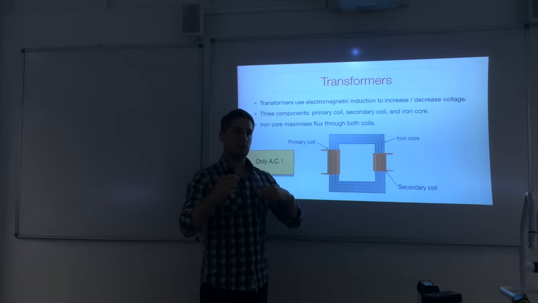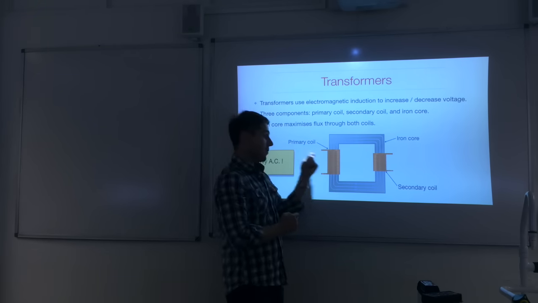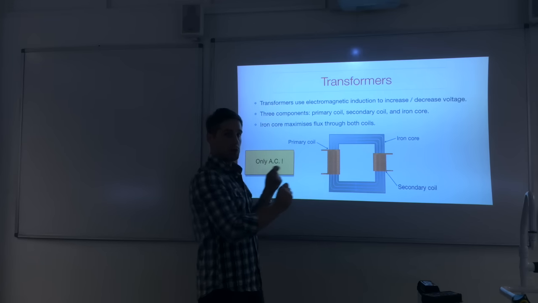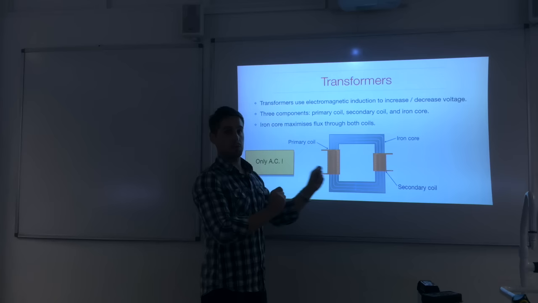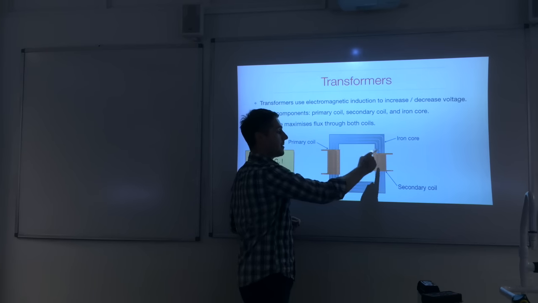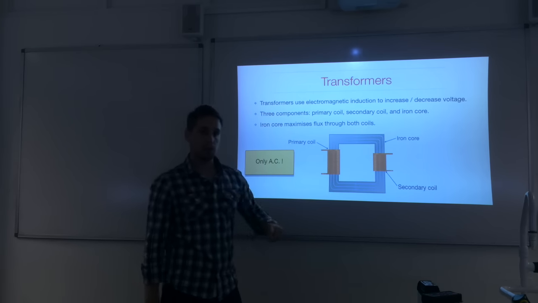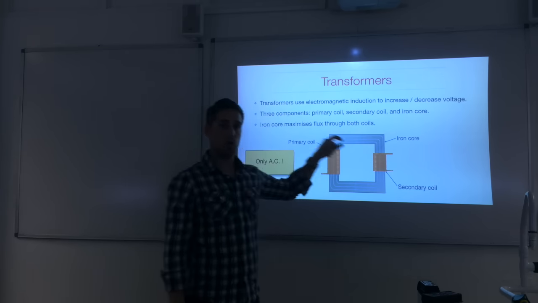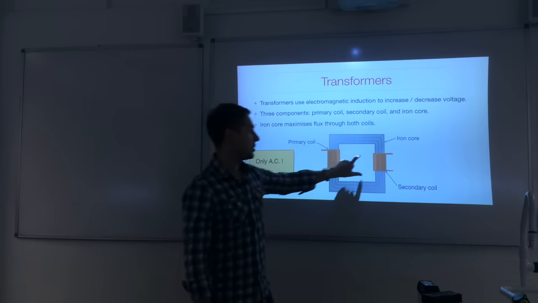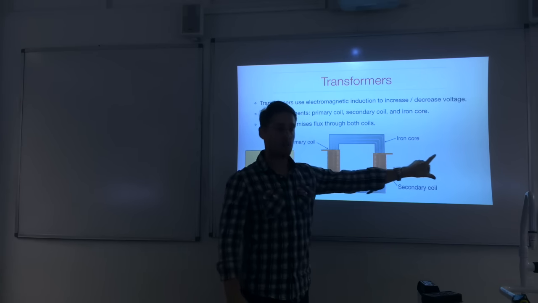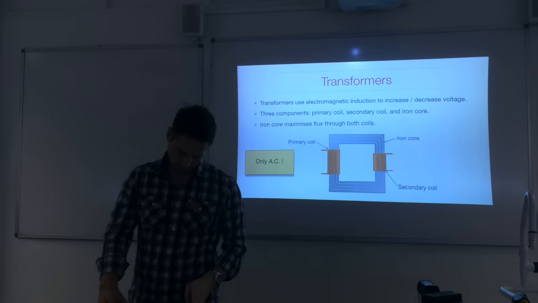But now let's make that an AC. So we've got alternating current. The current keeps switching direction. That means the flux is going to keep changing direction. And that means we've got a change in flux linkage happening in the secondary coil. That is what induces an EMF here. So that gives us a voltage output.